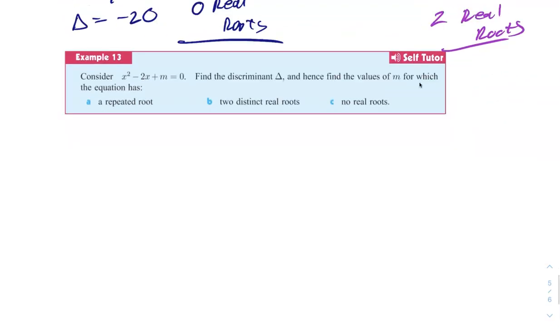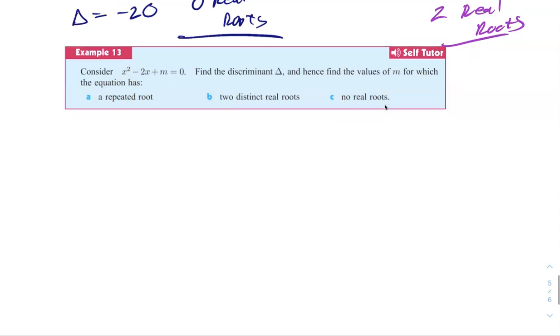And okay, last thing. Sometimes they'll give you something that's a little more conceptual. But look at the question here. Consider x squared minus 2x plus m equals 0. Find the discriminant and hence find the values of m for which the equation has a repeated root, 2 distinct roots, or no real roots. So the key to this is, first, anytime we talk about roots or number of roots or number of solutions, you want to think discriminant.